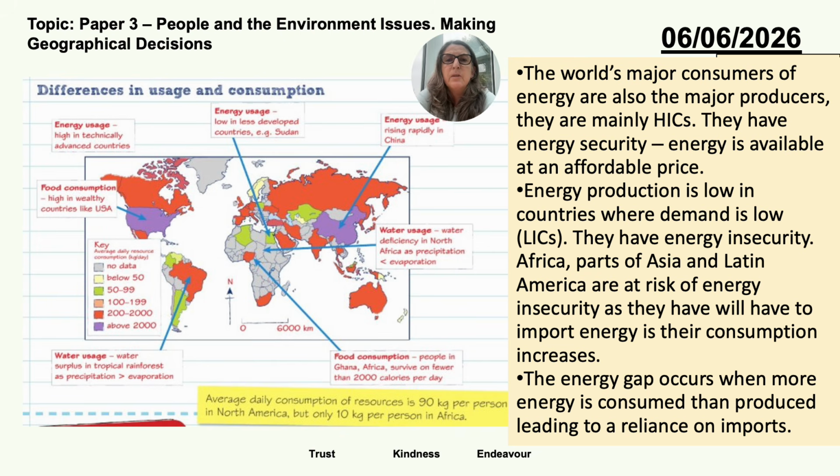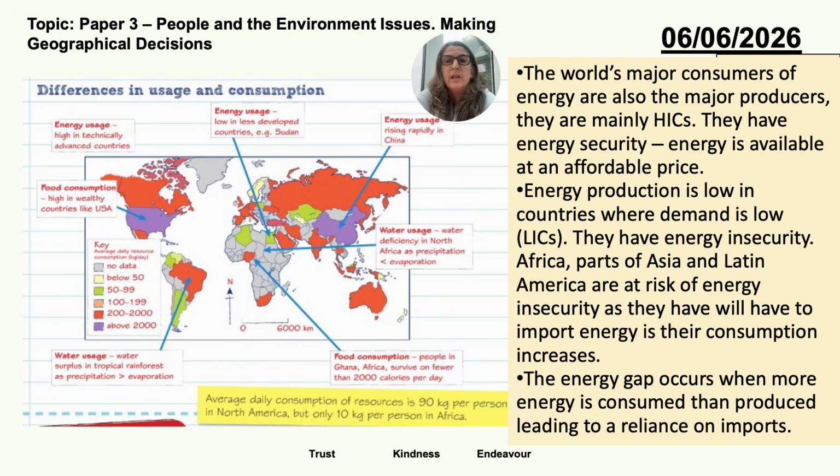Energy production is low in countries where demand is low, so in low-income countries where demand is low, they have what's called energy insecurity, and that may be because they don't have the technology to make it, or don't have the actual energy available to them in forms like oil.